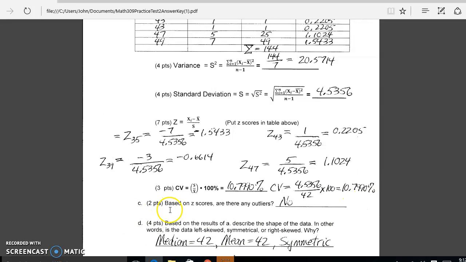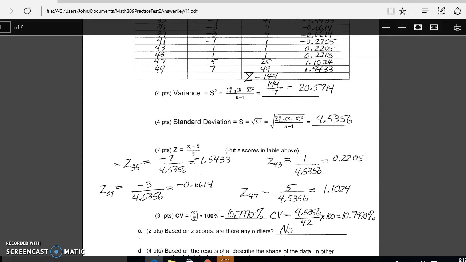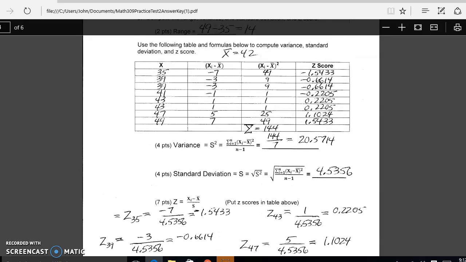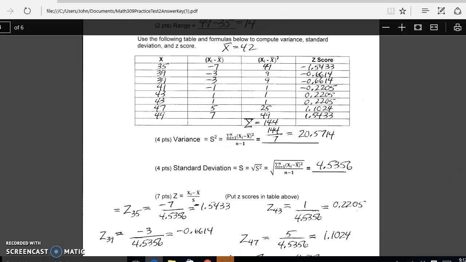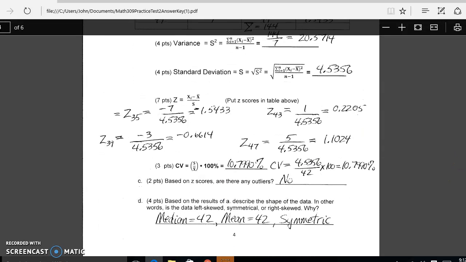The next question is based on the z-scores above. Are there any outliers? And an outlier is defined as a data point that has a z-score of either less than minus 3 or greater than positive 3. And we see no z-scores here that are less than minus 3 or greater than positive 3, and so the answer is that we have no outliers in our data.